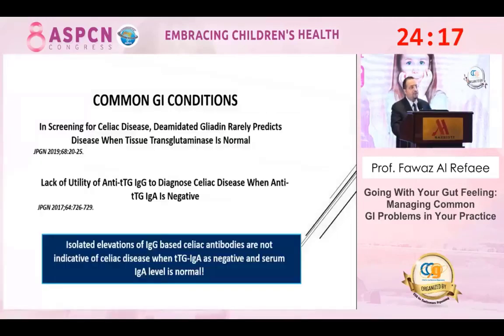And the simple answer, based on many studies from ESPGHAN and other societies, is that isolated rise in the IgG-based test, whether it is TTG or anti-deamidated gliadin antibody, is not significant. Your serum total IgA and TTG IgA is the gold standard to screen for celiac disease. So if you get isolated elevation of IgG-based test, unless you have a strong clinical indication, you just ignore it because it can be normal in the general population as well.